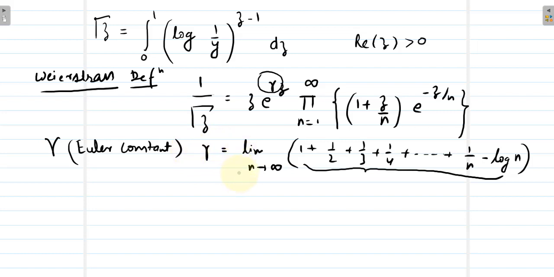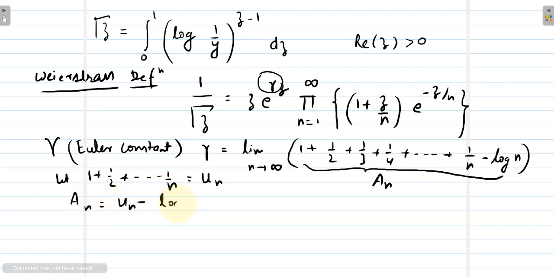and those bounds may also be the bounds of this constant. Now, what we do here, we suppose that 1 plus 1 over 2 plus and so on, 1 over n is un. And overall, suppose this term is an. So, what will be an? An will be un minus log n, right? We will show that the sequence an is convergent.